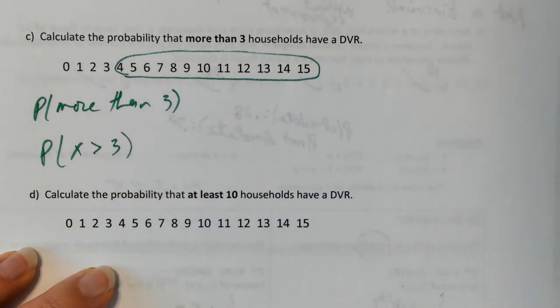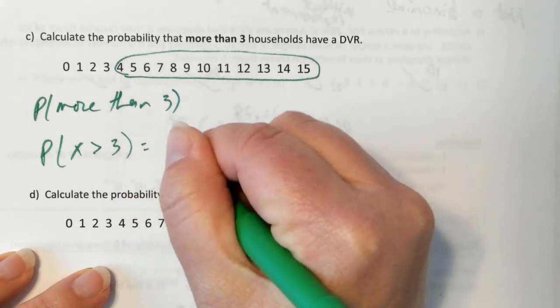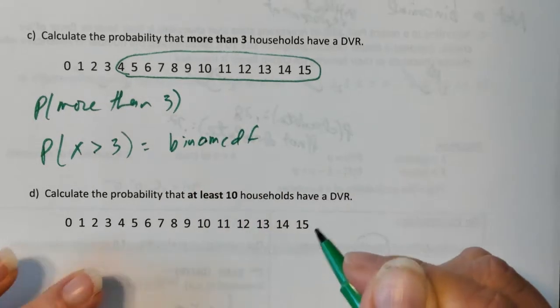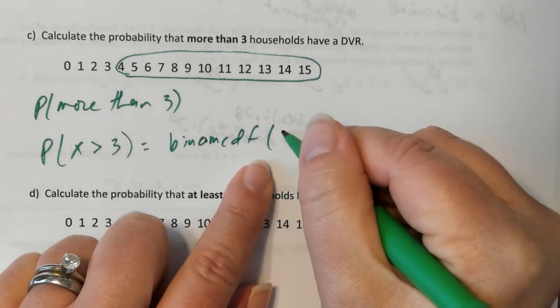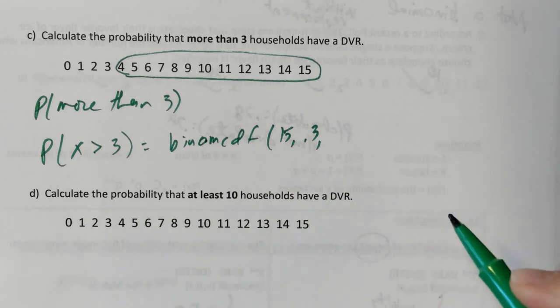Okay. Now here's a little bit of an issue. Because it's more than one number, it's not going to be a PDF. So it's going to have to be binom CDF. But the problem is, when we do CDF, we give it our number of trials, we give it our probability, and then we give the max number that we want.